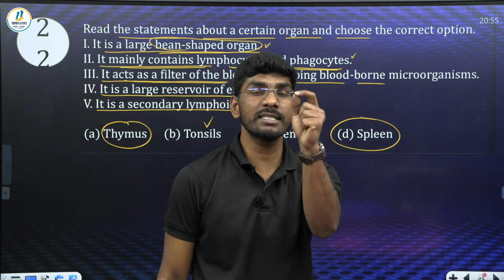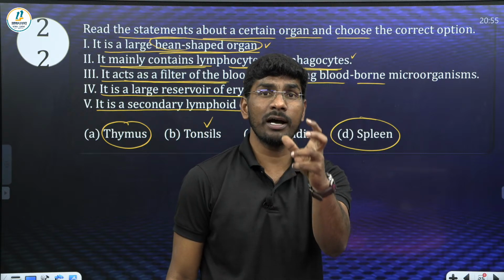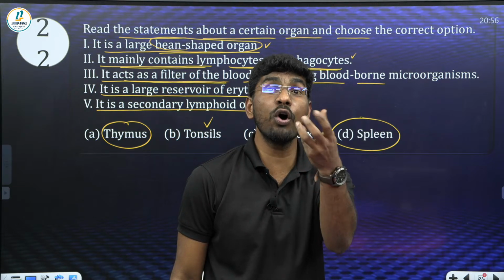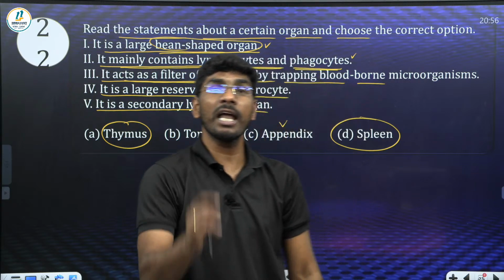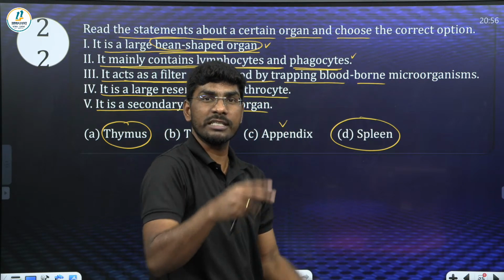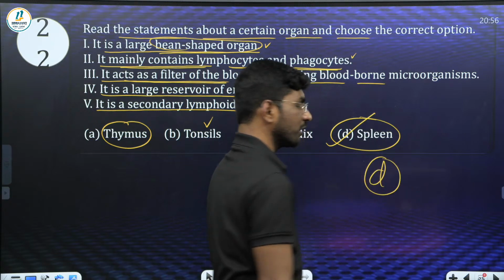Remember, it is a secondary lymphoid organ. The spleen can trap, tell me, old RBCs. That's why RBCs are going to be destroyed where? In the spleen. Erythrolysis process, destruction of RBC. So option D. Sabas, very good.